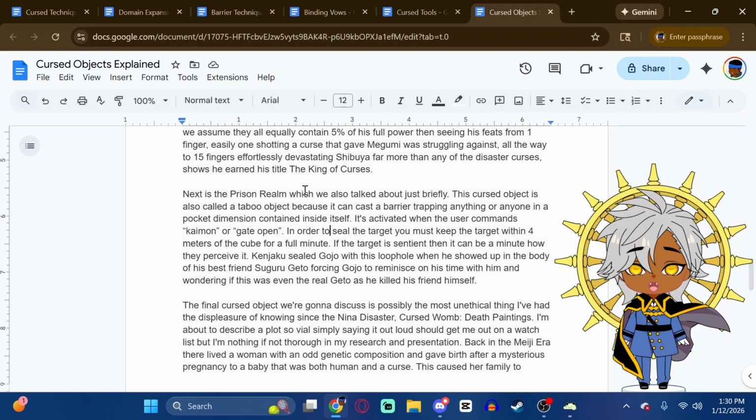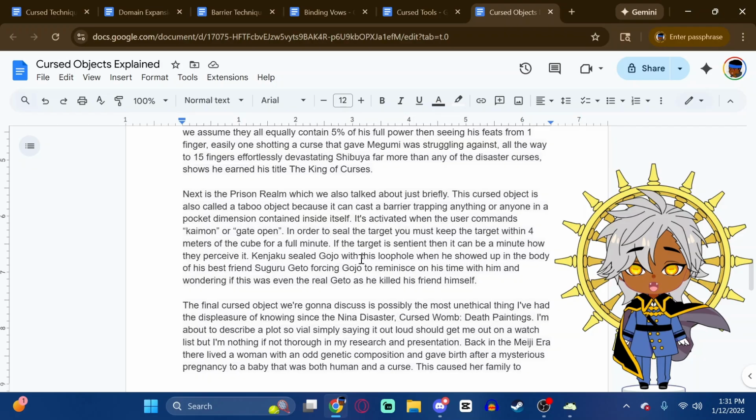In the prison realm, which we did speak about briefly, this cursed object is called a taboo object because it can cast a barrier trapping anything or anyone in a pocket dimension contained within itself. It's activated when the user commands Kaimon, or open gate. In order to seal the target, you must keep the target within 4 meters of the cube for a full minute. If the target is sentient, then it has to perceive that whole minute.